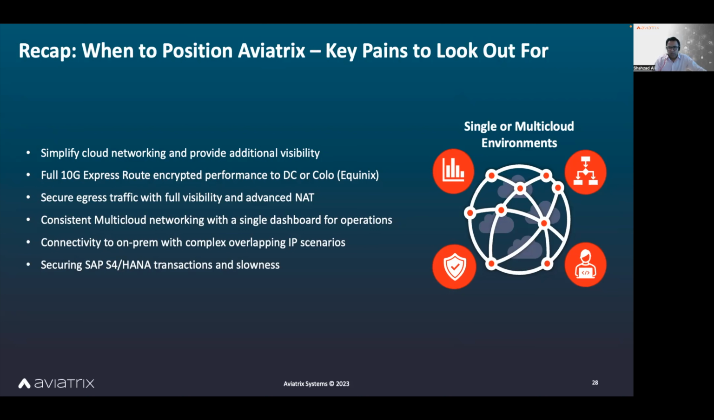If your customer is looking for a multi-cloud solution, Aviatrix is actually providing a consistent multi-cloud networking design and architecture with single dashboard for operations. We're solving for a lot of customers the overlapping IP problem when they're connecting to other partner locations or if they have a merger or acquisition scenario. Last but not the least is securing the business critical applications such as SAP S/4HANA.